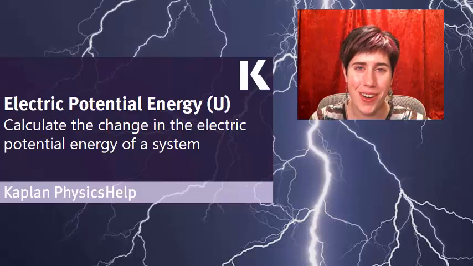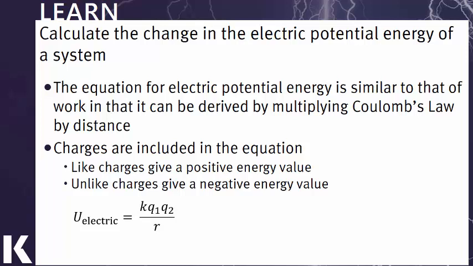Hi, my name is Justine Harkness, and in this video we'll look at how to calculate the change in the electric potential energy of a system. We can derive the equation for electric potential energy by multiplying Coulomb's law by the distance. And this makes sense because the unit for electric potential energy is the joule, which breaks down to a Newton meter. Coulomb's law tells us the electrostatic force and distance would be, of course, in meters.